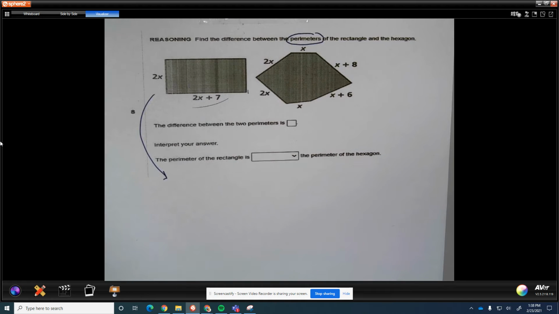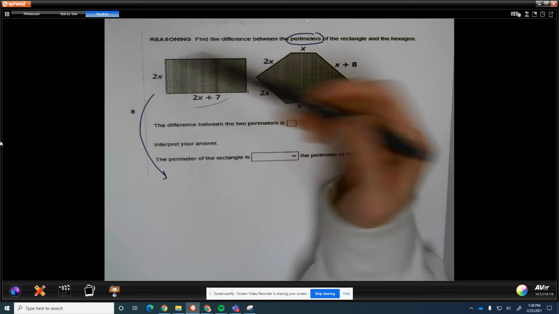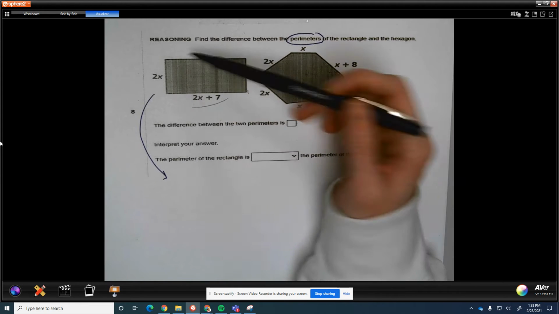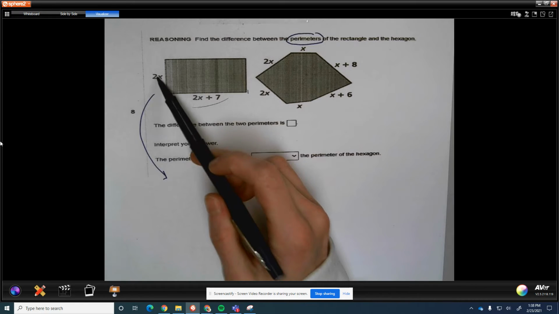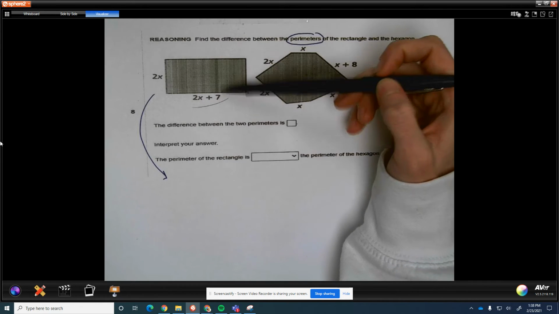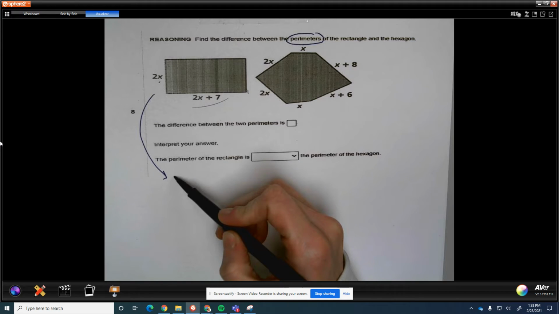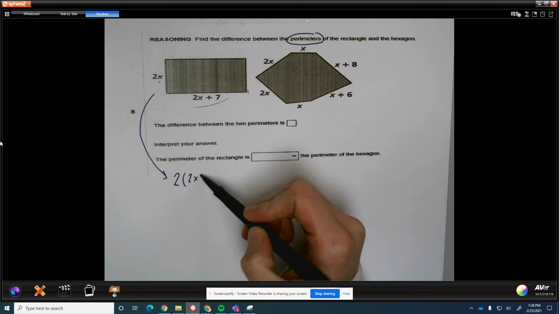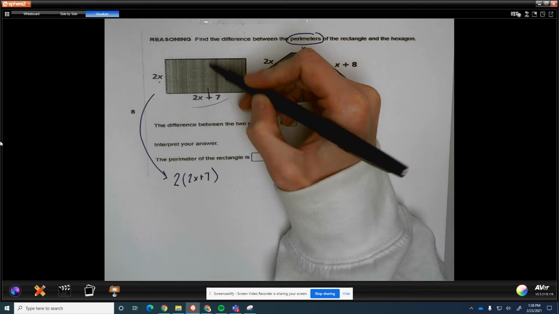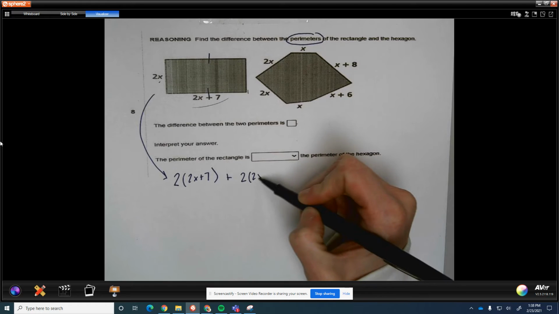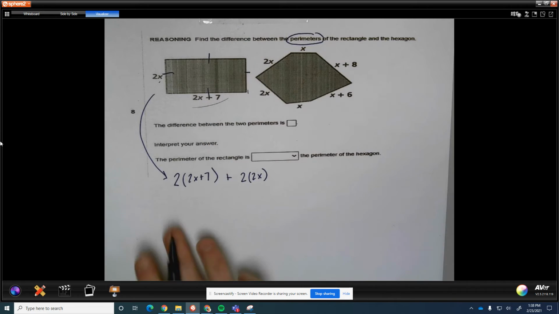Well, I'm actually going to use what I know about the distributive property. So I could either just do 2x plus 2x plus 2x plus 7 plus 2x plus 7, because remember we have to add all the sides together, or I could multiply each of these sides by 2, because then it would represent both sides, right? So 2 lengths and 2 widths. So I'm going to do 2 times 2x plus 7 to represent these two sides. And then I'm going to add that to 2 times 2x, and that's going to represent these two sides. So once I find this answer, that will give me the perimeter.